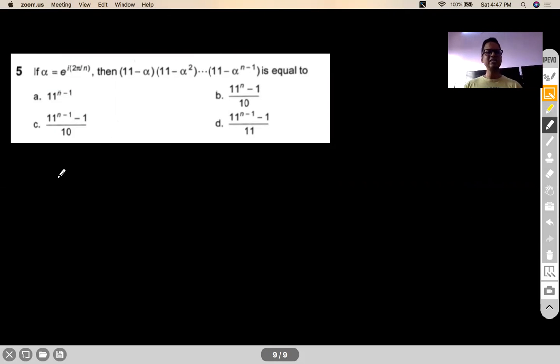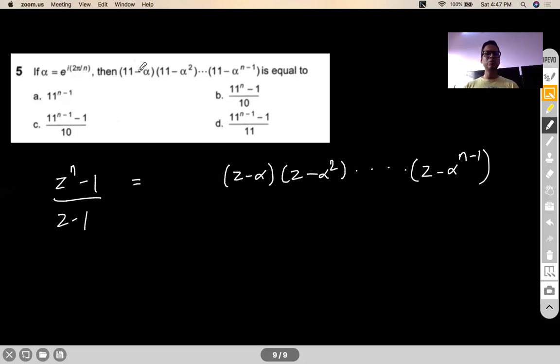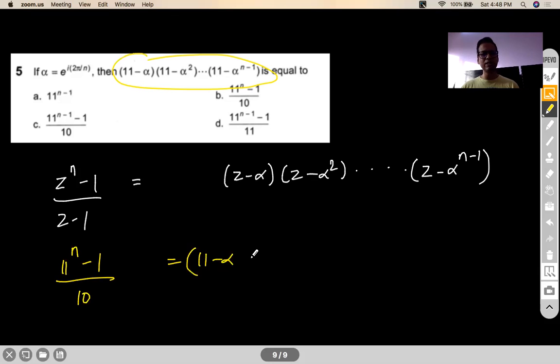We have already discussed that z to the power n minus 1 could be expressed as z minus 1, z minus alpha, z minus alpha square. Remember, I'm not writing alpha 1, alpha 2. Instead, I'm writing alpha, alpha square, alpha cube, etc. Bring this z minus 1 down. And as per the question, you want to get this expression, which is clearly obtained if you put the z value as 11. So the answer will be 11 to the power n minus 1 by 10. This will give you 11 minus alpha, 11 minus alpha square, and so on till 11 minus alpha to the power n minus 1, which is option number B.